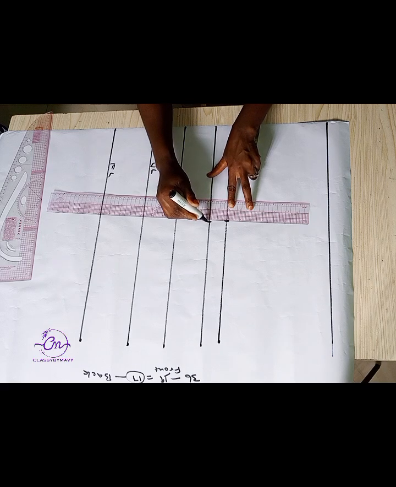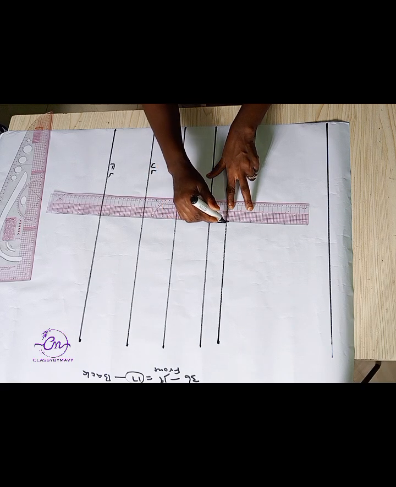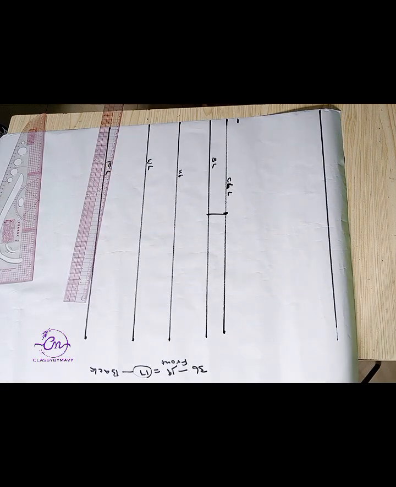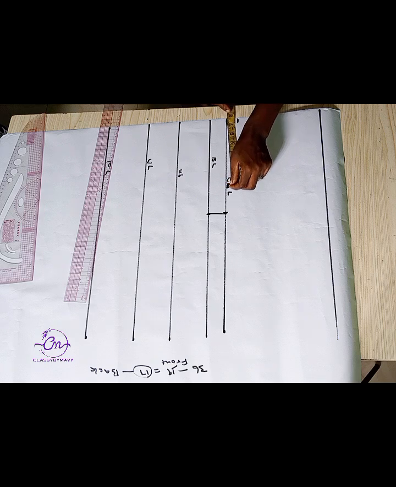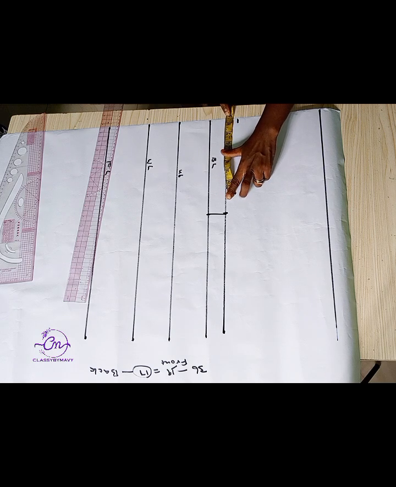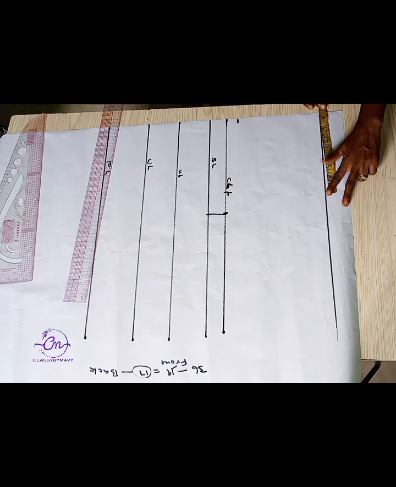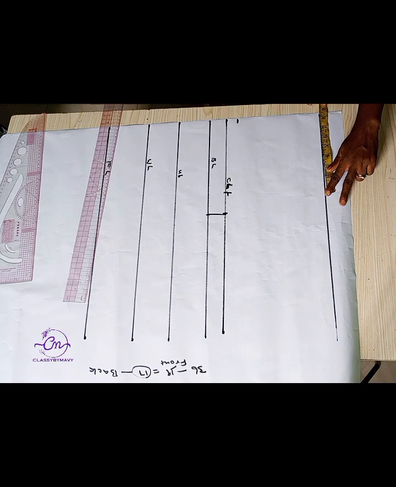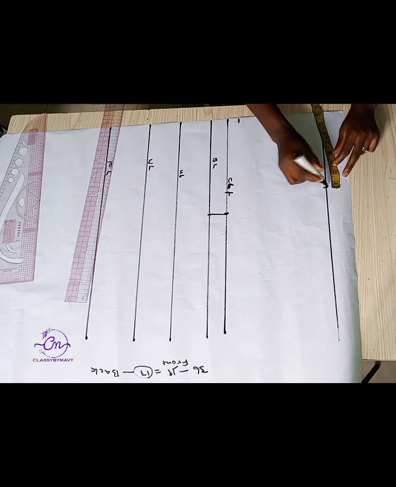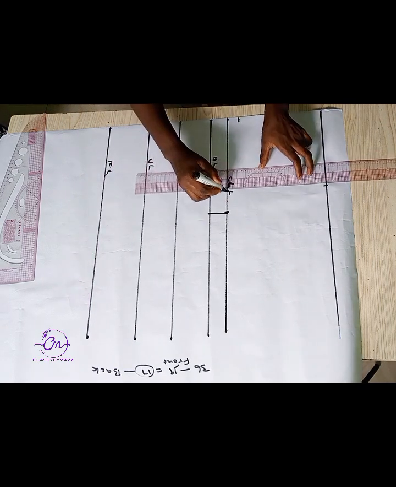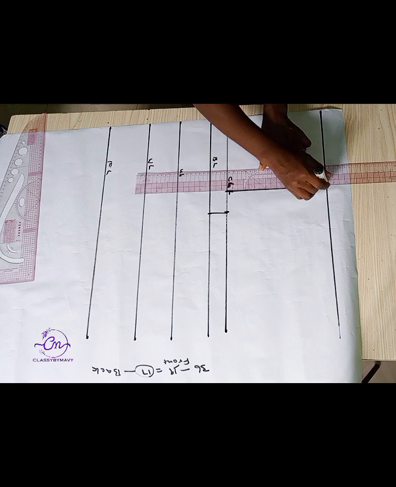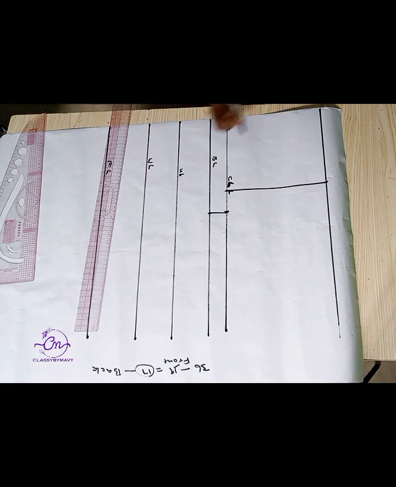Okay, I will just connect these 2 points like this first. Then next I'll come over here and insert my shoulder width measurement, which is 7.5. My shoulder width is 15 divided by 2, which is 7.5. I'll mark it here and come to my shoulder line and also mark it. Now I'll link these 2 points. I'm trying to create my shoulder, my armhole curve.